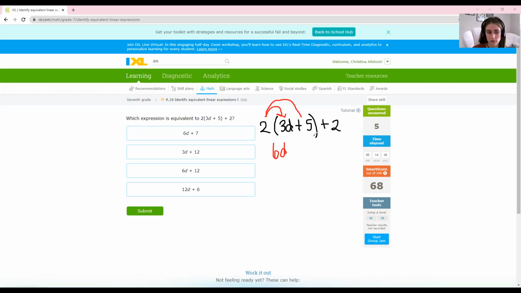2 times 5 is 10, and don't forget to bring down your plus sign. Do we multiply the 2 by this positive 2? I hope you said no, and the reason why is because that plus 2 is outside of the parentheses, so it's not included in that group. But it's still a part of the problem, so we just bring it straight down and we show our work.